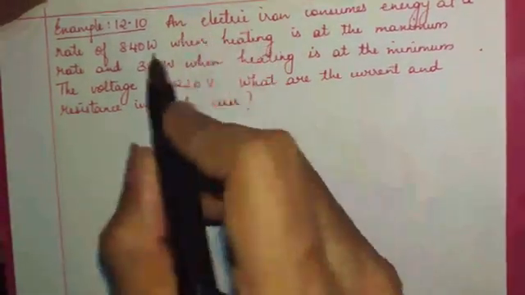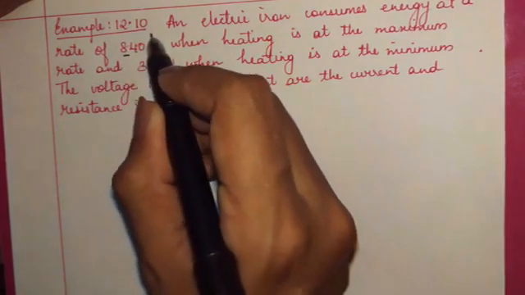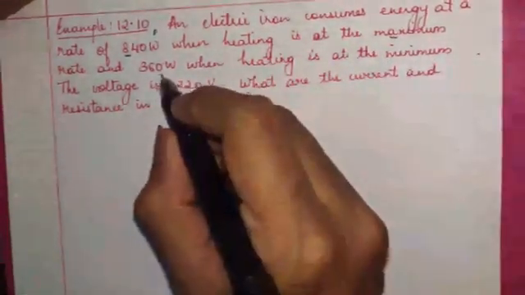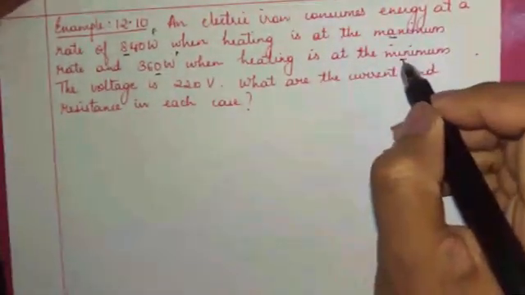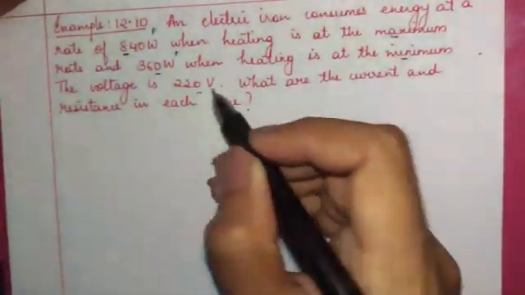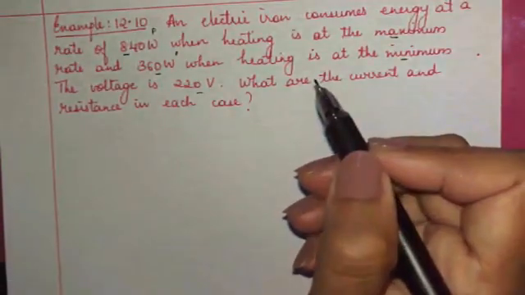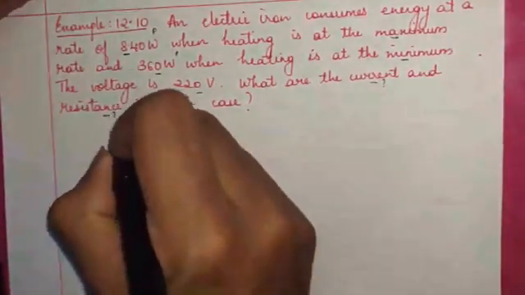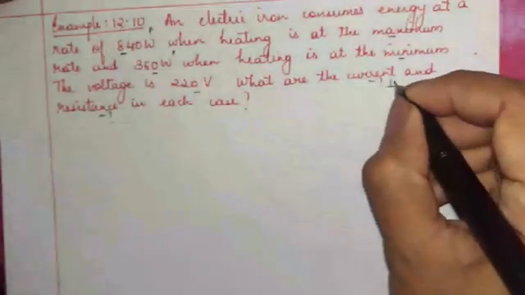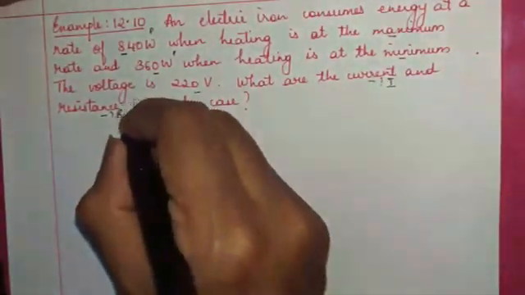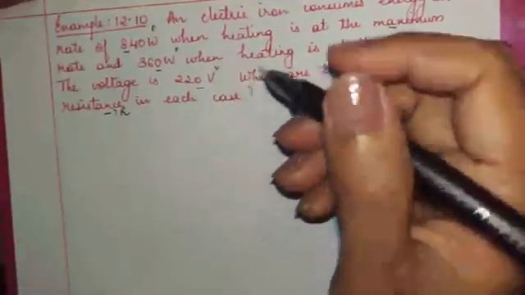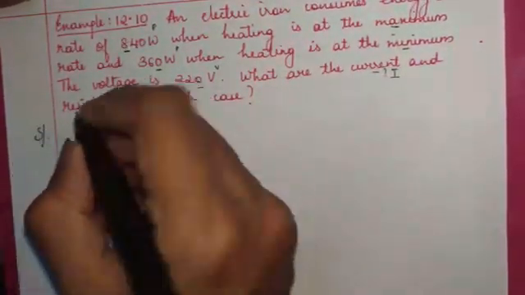So there is an iron and you are given power. We know this is the power when heating is maximum and this is the power when heating is minimum. We are also given the voltage. We have to find what is the current and what is the resistance. So current is given by I and resistance is given by R. We are given voltage. So let us write what is given to us first always, okay?